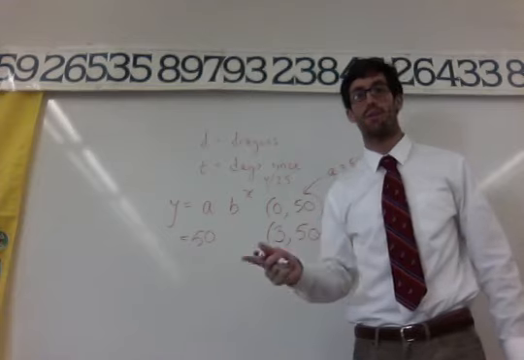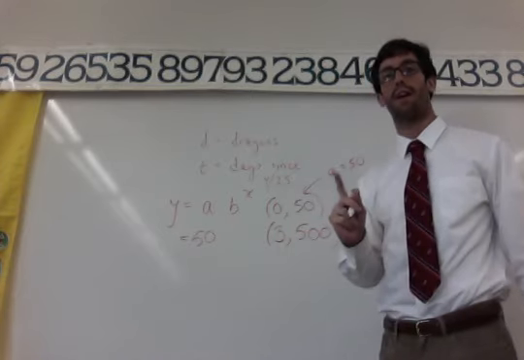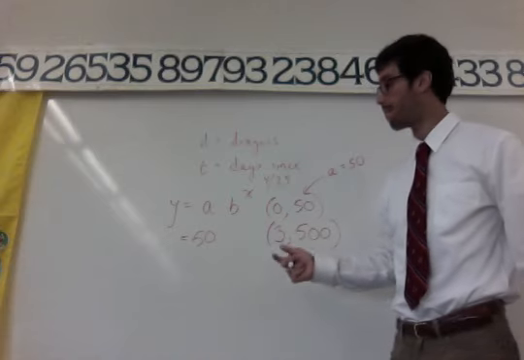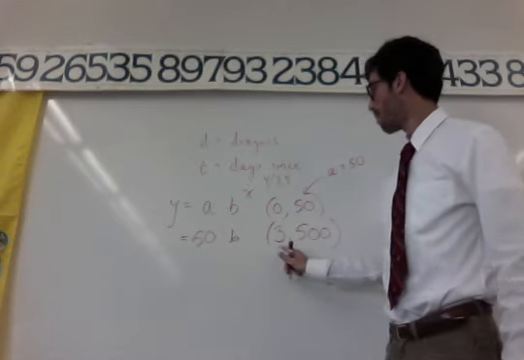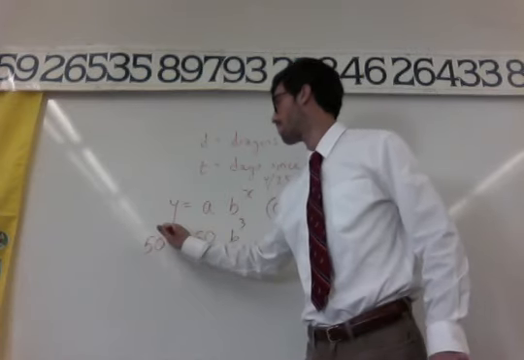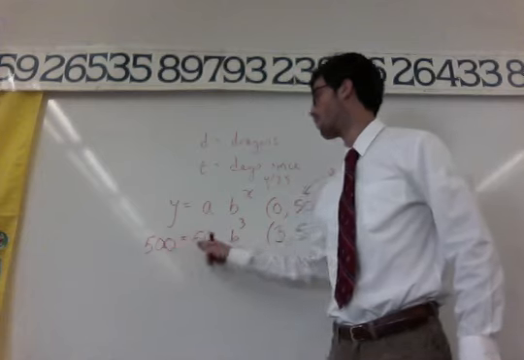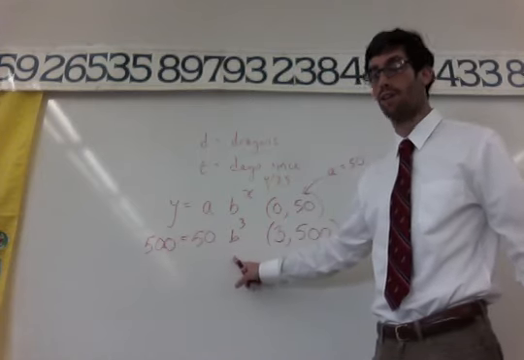I know that because I've been doing this for a while. The safe way to find out the multiplier is to plug in the other ordered pair. So we have 50 for A. We don't know B. Plug in 3 for x and 500 for y. And solve the resulting equation for the base. That is going to be the multiplier in your equation.